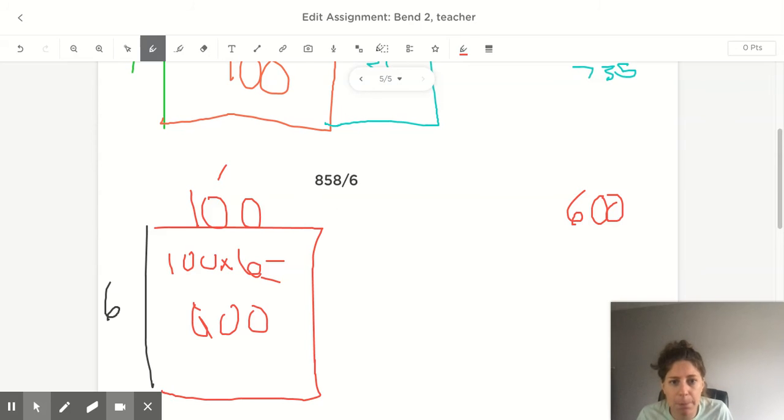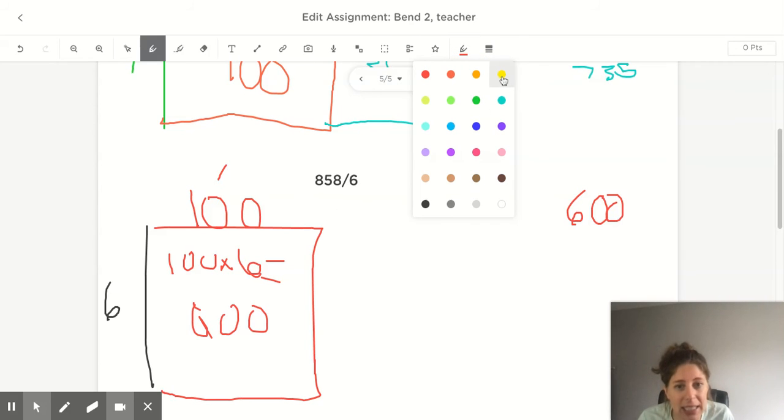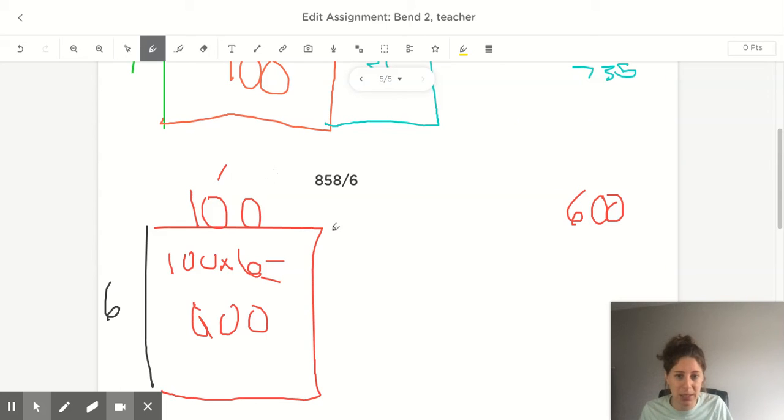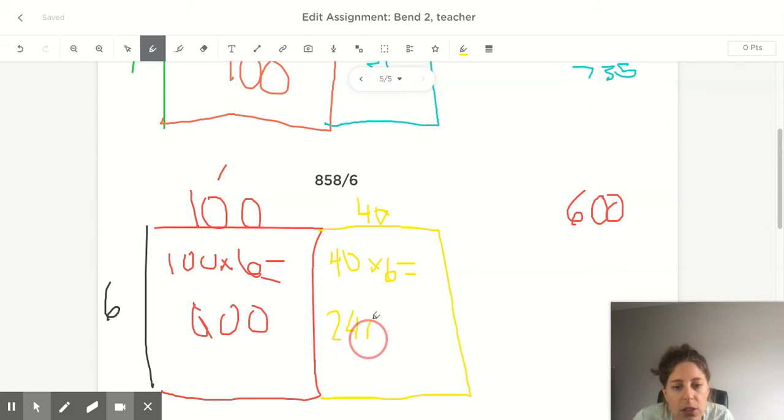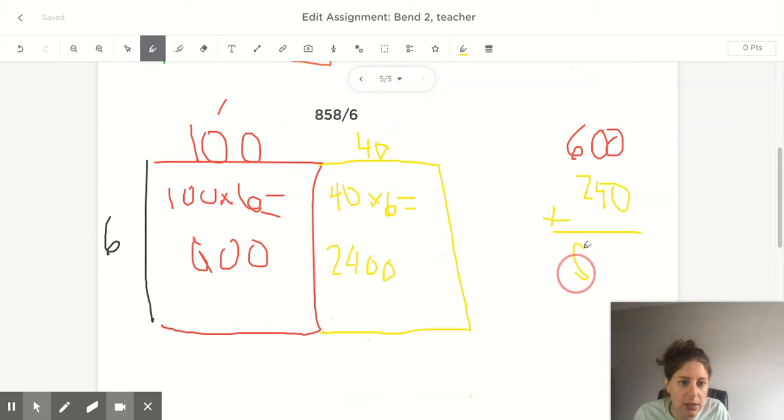Ooh. All right. Well, I can't do another 100. If I did 50, that would be 300. That would be too big. Let me do 40. And I'm choosing to do 40 because I know 2 times 4 is 24. So 40 times 6, or 4 times 6 tens, is 240. Okay, so far I've used 240, adding these two together. So far I've used 840. Ooh, I'm so close. I just have like a few more to go.